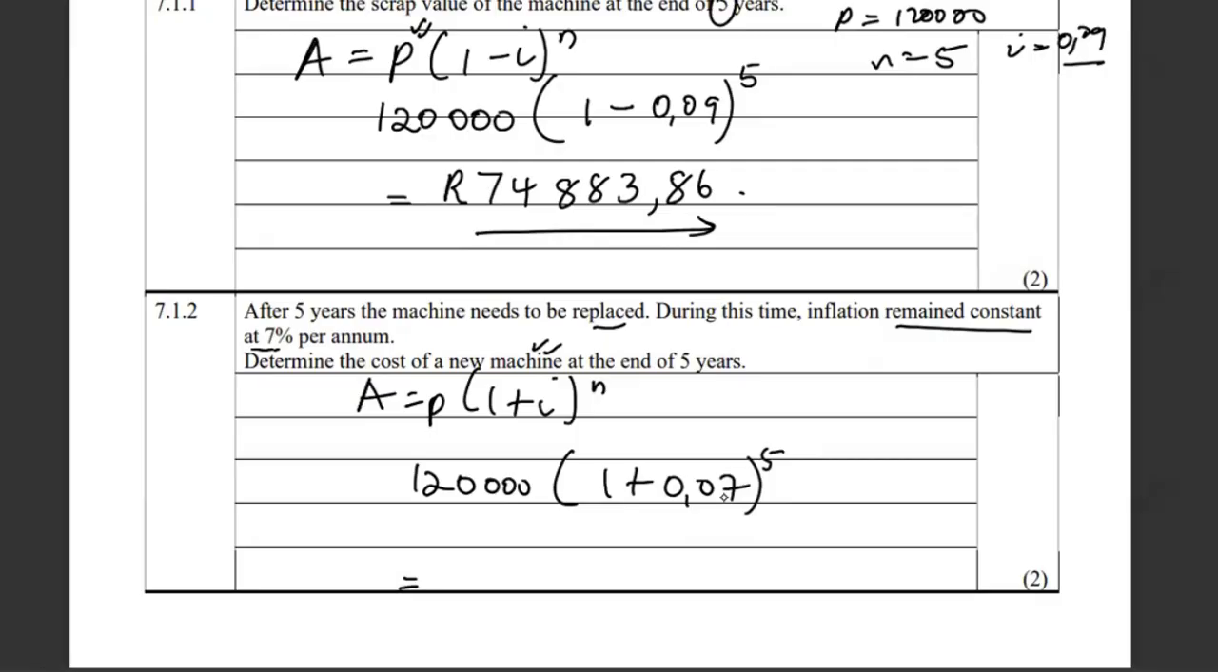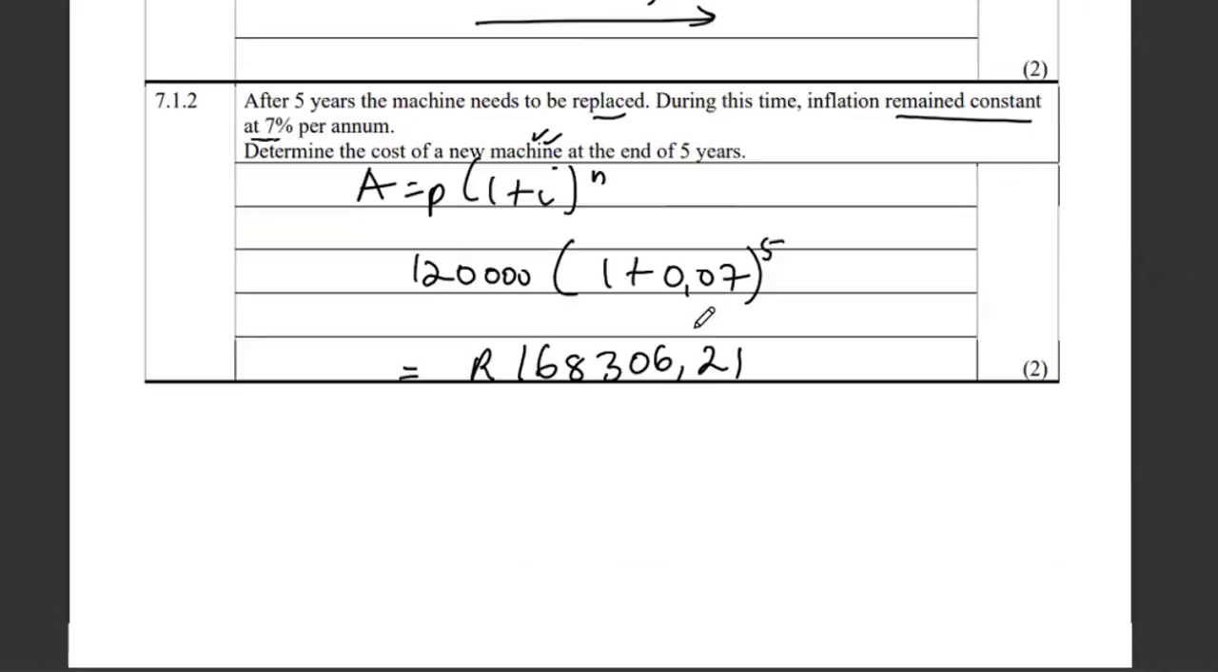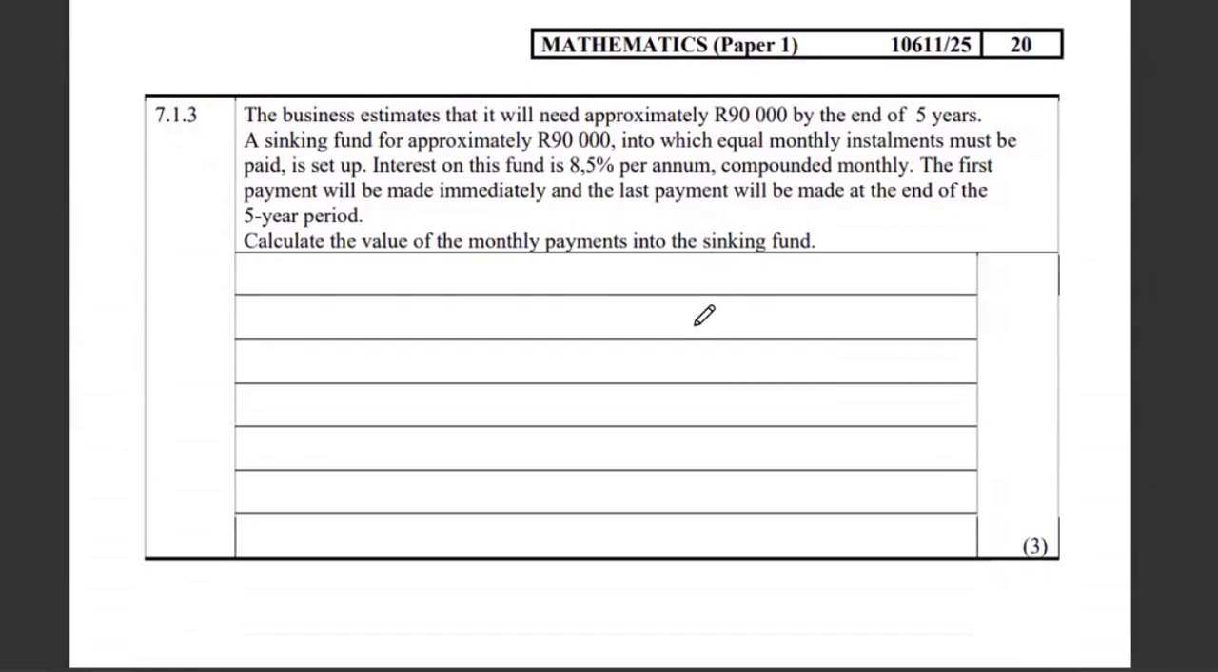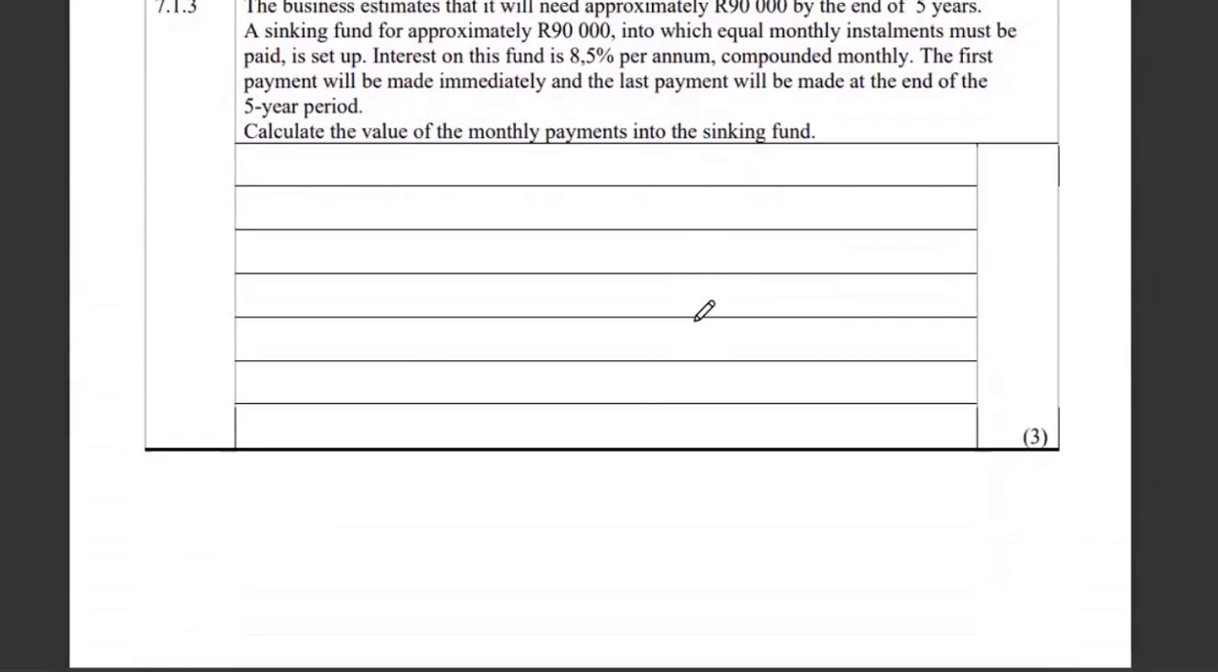So that's going to be 120,000 into 1 plus 0.07 to the exponent of 5. So my calculator again tells me it's 168,306.21 rands. All right, so that is what I'm getting for 7.1.2. Then 7.1.3, the business estimates that it will need approximately 90,000.